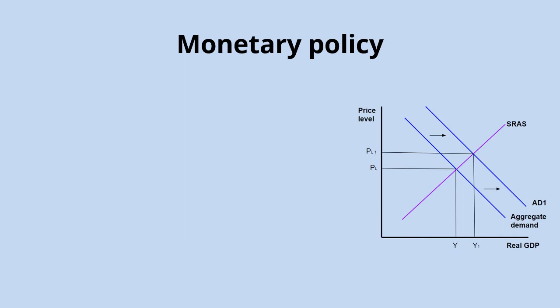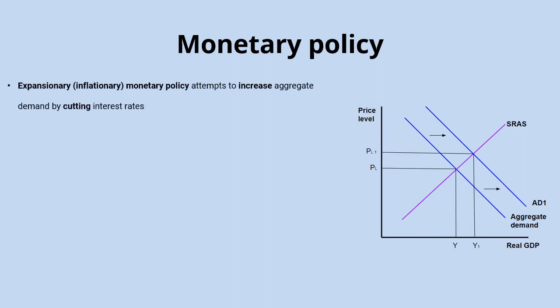With interest rates being the main monetary policy lever to pull in influencing what happens in the economy, there are two main types of monetary policy, and they come about from either cutting or raising interest rates. So expansionary or inflationary monetary policy helps to try and increase aggregate demand by cutting interest rates. And the idea here is that you lower the cost of borrowing, and with cheaper access to credit, consumers are more able to borrow in order to fund their spending.